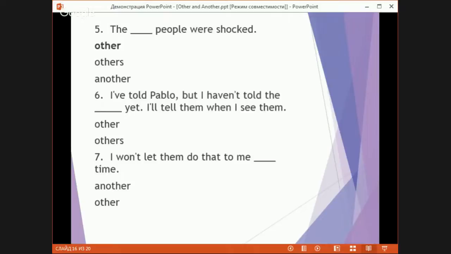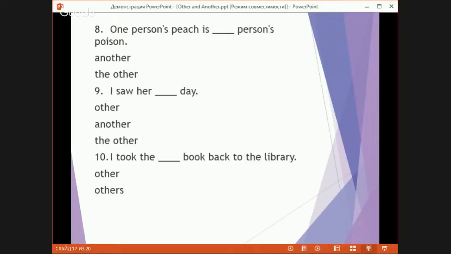I've told Pablo, sorry, but I haven't told the others. It's a pronoun, other people, the others. Yet I'll tell them when I see them. I won't let them do that to me. Another time. Time means one time, two times, twice, three times, and that's another time, we have to say another, not other, of course. Let's look at the next one.